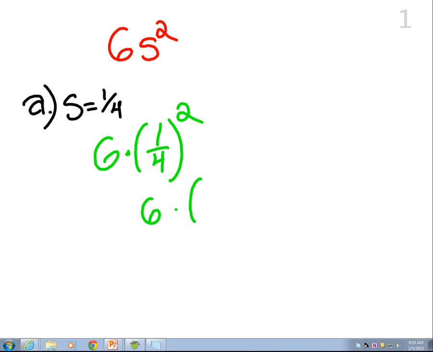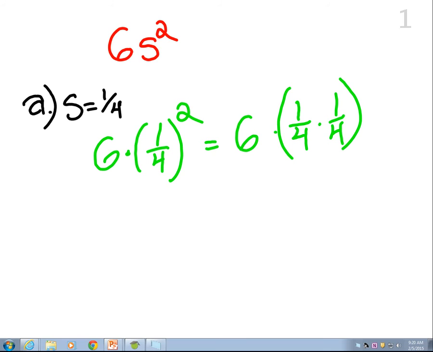Six times 1/4 times 1/4. Okay? When you multiply fractions, you have to what? No, that's adding and subtracting fractions where you have to have the same denominator. Well, what is 1/4 times 1/4? 1/8? It's actually going to be 1/16 because this is a refresher. When you multiply fractions, you multiply straight across. So we have 6 times 1/16.